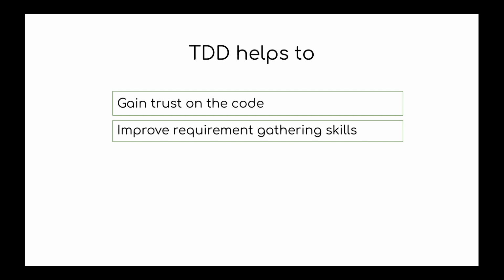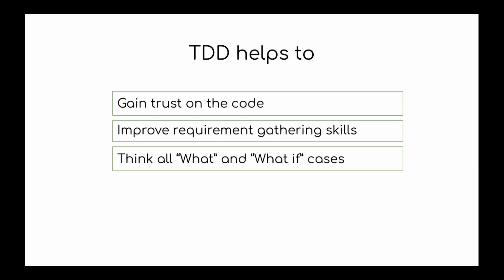If you follow TDD practice, not only does it help to write test cases, but it also improves requirement gathering skills. You start thinking about all the what and what if cases. Example, if you are developing a REST API, you start thinking about what does the API signature look like? Should I use query parameters or path variables? What goes inside my headers, cookies, and other parts of my request? What should be the response structure?